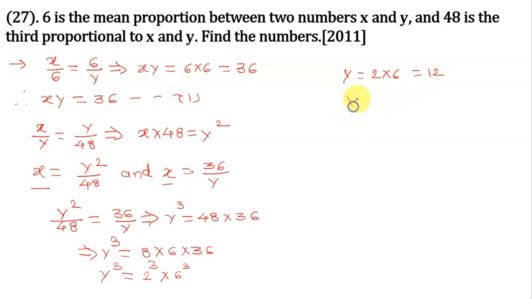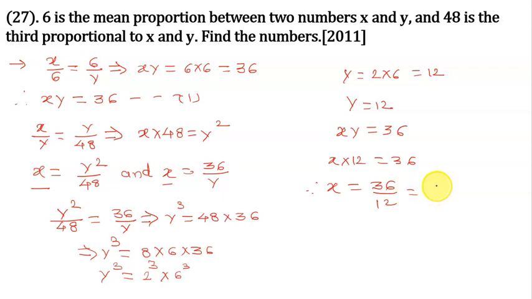The value of y is equal to 12. And what about the value of x? As x into y is equal to 36, therefore, put the value of y, 12, so x into 12 is equal to 36. And hence x is equal to 36 upon 12, that is x is equal to 3. And hence the value of x is 3 and y is equal to 12. And this is the answer.